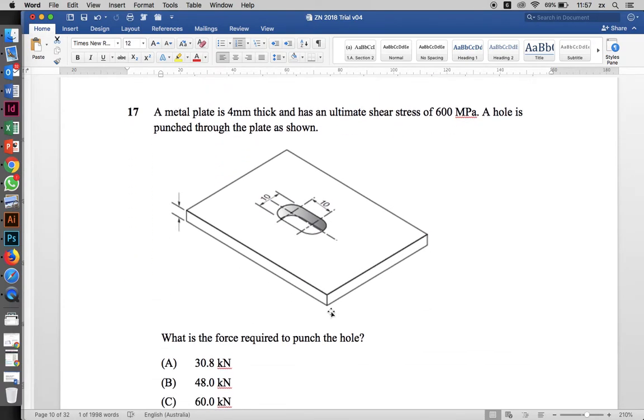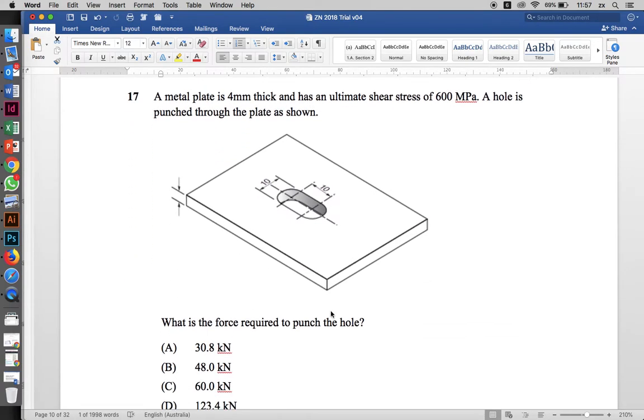Okay, so question 7 says a metal plate 4 mil thick has an ultimate shear stress of 600 megapascals. A hole is punched through the plate as shown. What is the force required to punch the hole?